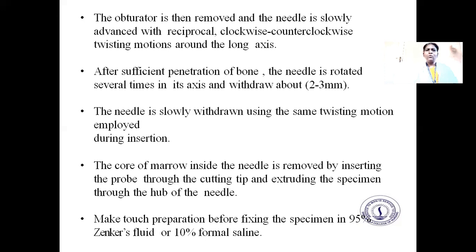Then the needle is slowly withdrawn using the same twisting motion employed during insertion. Then the core of marrow inside the needle is removed by inserting the probe through the cutting tip and extruding the specimen through the hub of the needle. Make touch preparations before fixing the specimen in 95% Zenker's fluid or 10% formal saline.